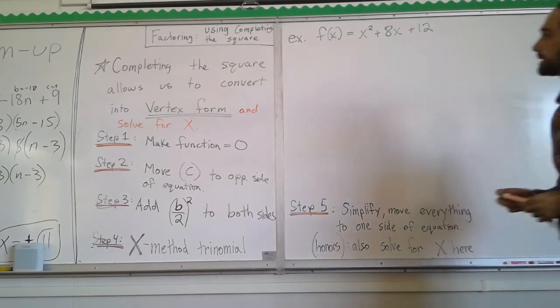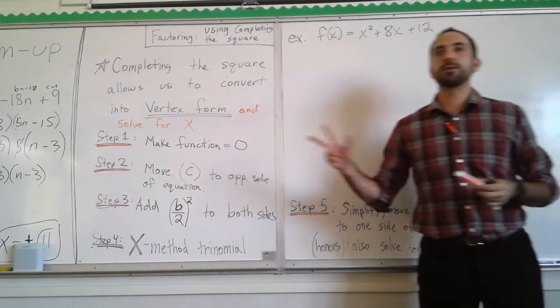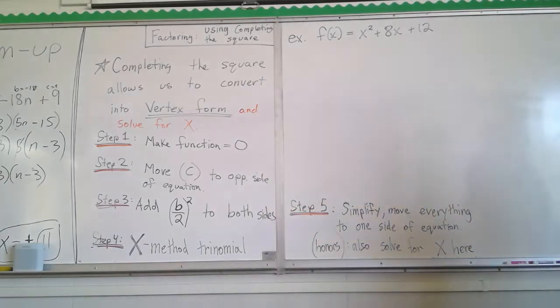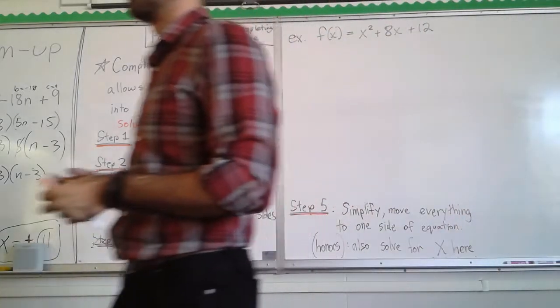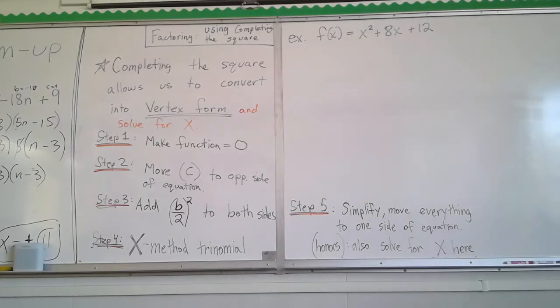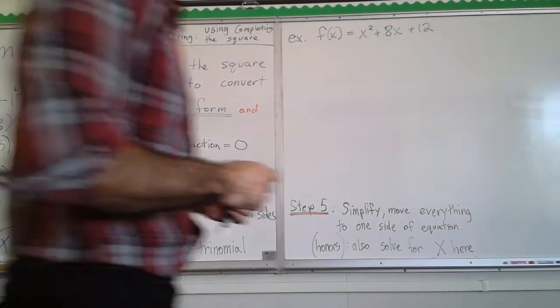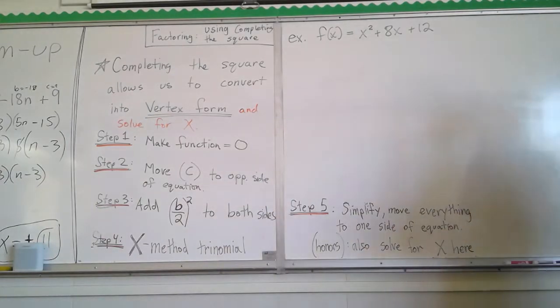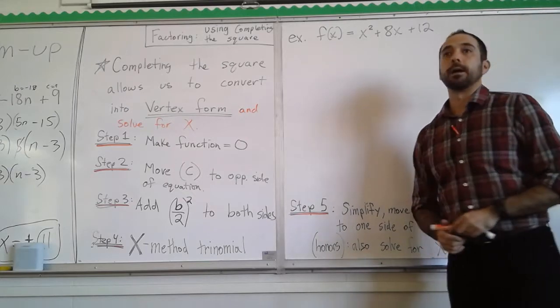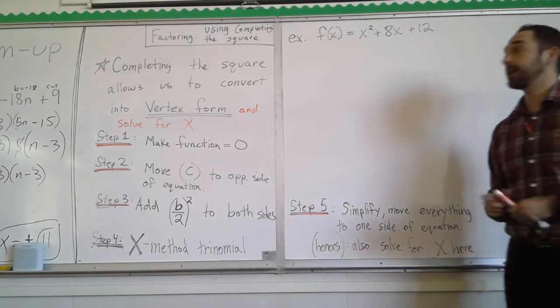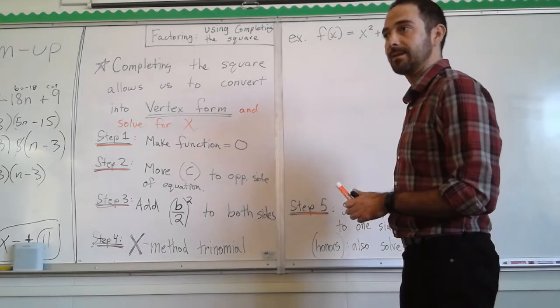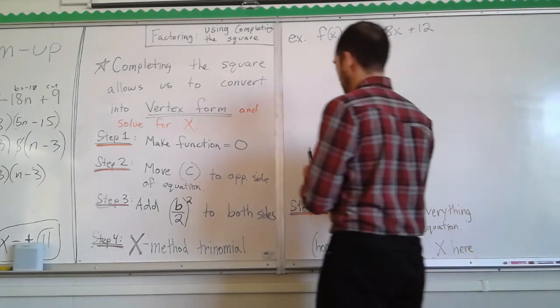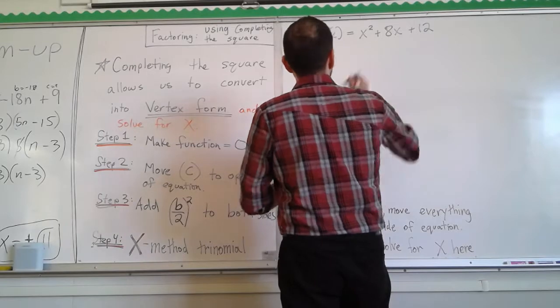All right. So go ahead and jot down the first 2 steps, and then we'll go ahead and complete those. Those are pretty quick. Step 1. Somebody read it nice and loud. Anybody? Make function equal 0. Great. Okay, we're going to go ahead and make it equal to 0.